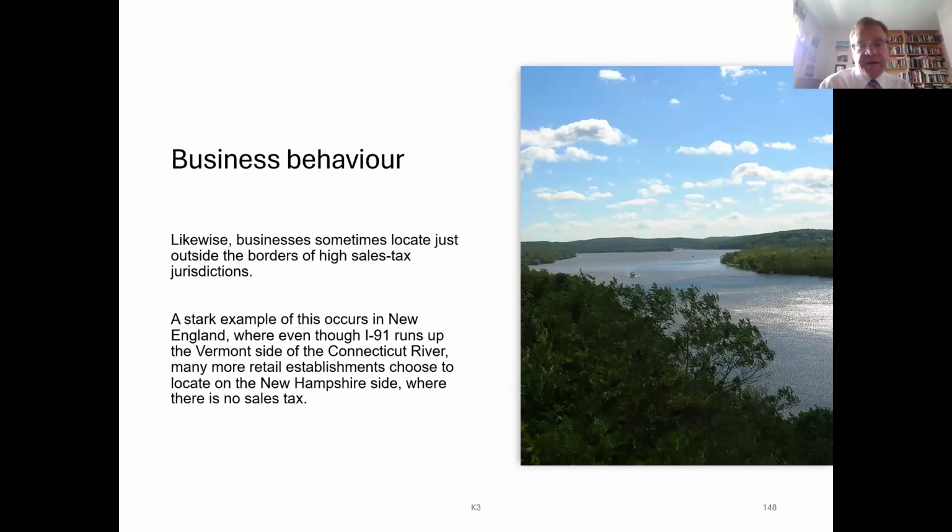A stark example of this occurs in New England, where even though the I-91 runs up the Vermont side of the Connecticut River, pictured on your right, rather a nice picture, I think, many more retail establishments choose to locate on the New Hampshire side, where there is no sales tax. And you will get the same with a lot of borders. For example, I went on holiday a few years ago to Lake Maggiore and stayed on the Swiss side. The little towns on the Swiss side had virtually no shops because all the shops on the Italian side were selling at much reduced prices by comparison.